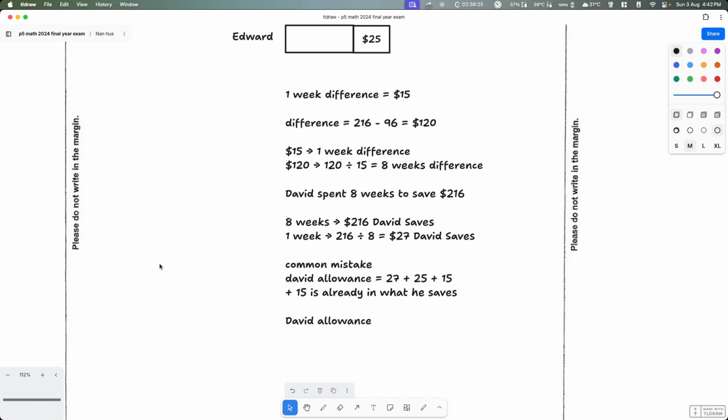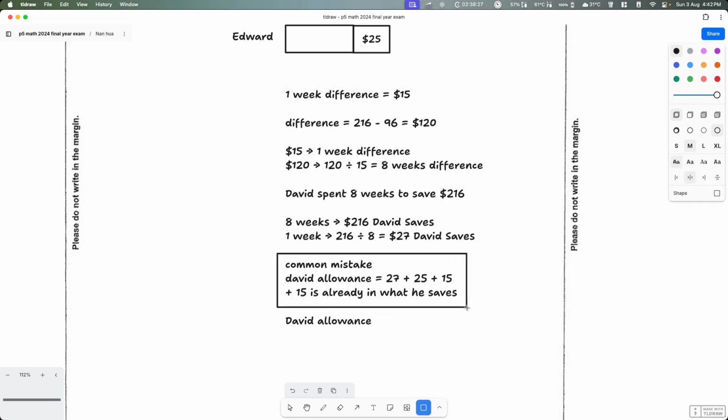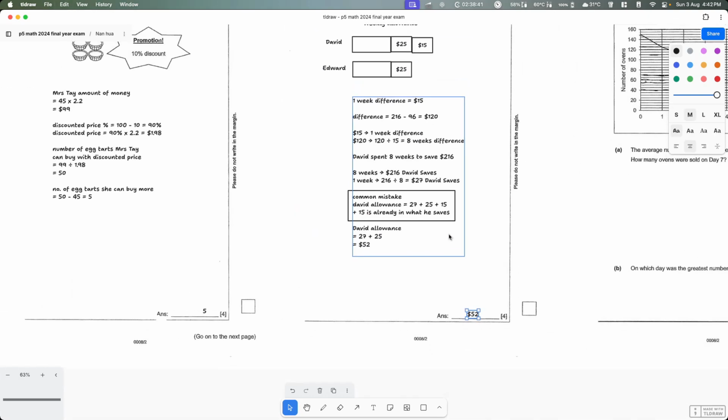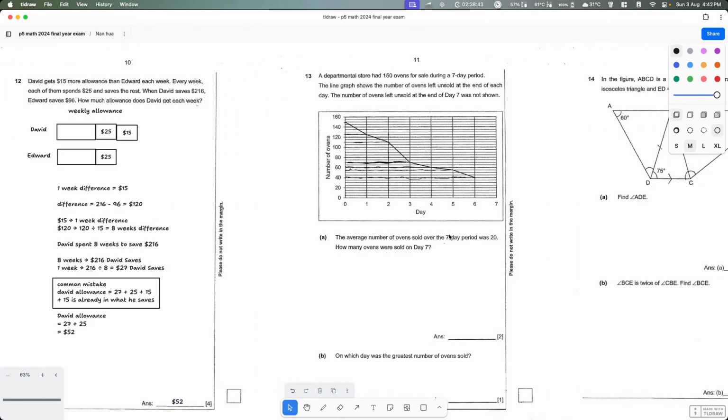Okay, plus 15. So this is the common mistake over here. David's allowance is just equal to 27 plus 25. This is equal to $52. $52, so that's the answer. There you go. Okay, let's move on to the next question.